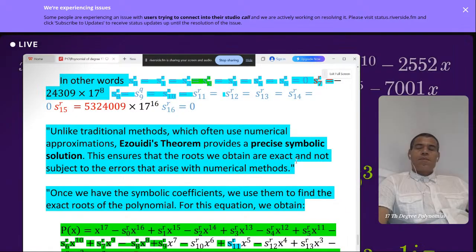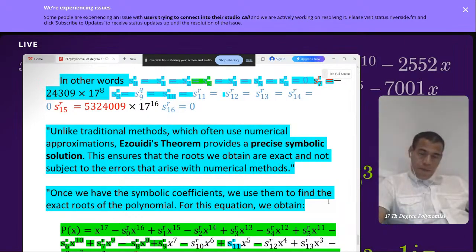Perhaps. It's a reminder that mathematics is still evolving. There might be elegant, exact solutions hiding within problems that seem intractable now. Ezouidi's theorem, by demonstrating this for high-degree polynomials, really underscores that possibility. It's about ingenuity finding new keys to unlock old doors. It's a powerful idea, that the quest for precision can lead to these surprising breakthroughs, pushing the boundaries of what we consider possible.